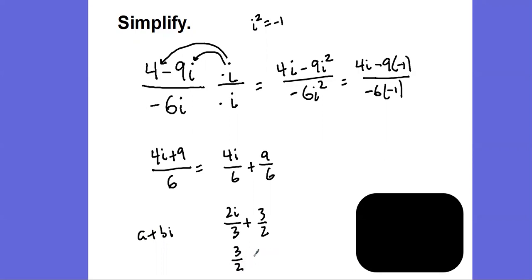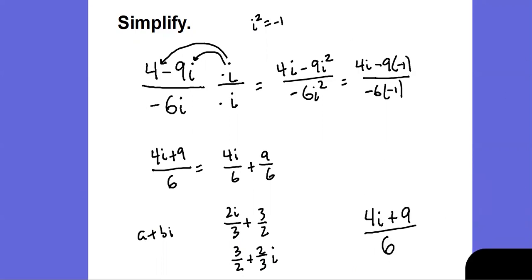And with our standard form, we want the real number part coming first. So this would be 3 halves plus 2/3 i. And for our class, for what we're doing, I am okay with this. But you should understand how to write it like this as well.